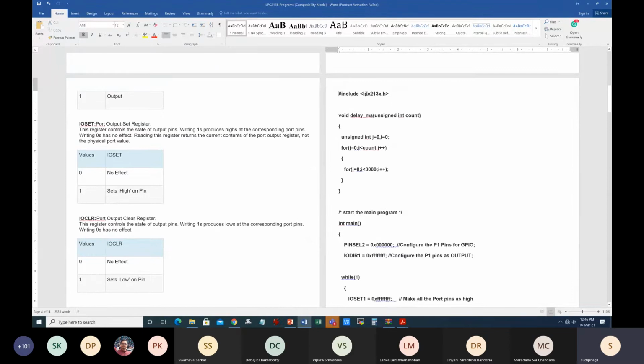First I have included the header. This is the header file for a given microcontroller. These header files are available with the integrated development environments, the software where we write this C code, like IAR or Crossworks or Keil. So there are different platforms through which we can write this kind of C code.